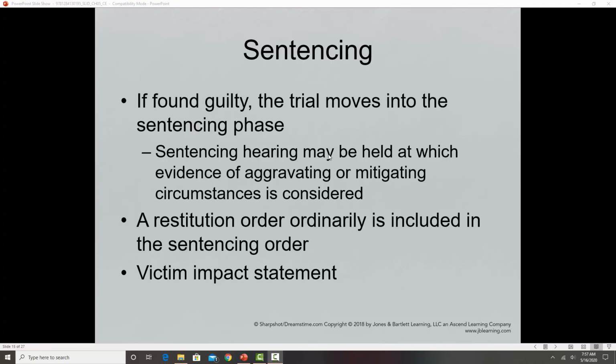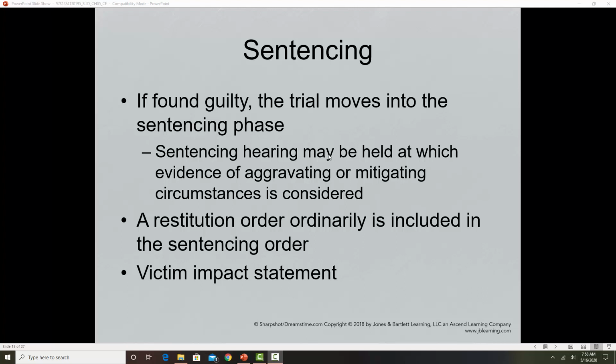All right. At the end of the trial, if a person is found guilty by the jury, or by the judge in a bench trial, the trial moves into what's called the sentencing phase. During the sentencing phase, there could be a hearing, or maybe the judge just enters a sentence. It depends on the laws of every state, but a sentence hearing may be held at which evidence of aggravating or mitigating circumstances is considered.